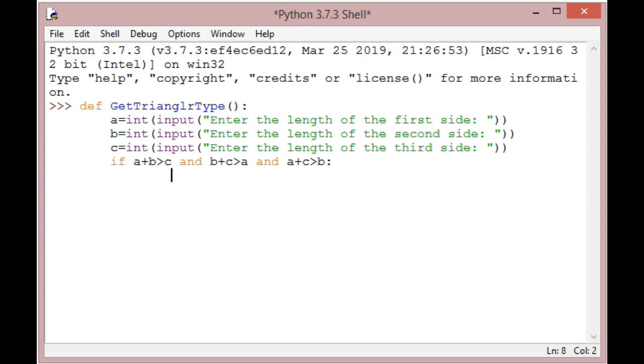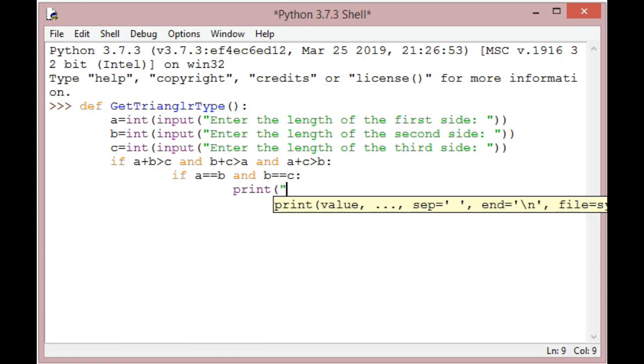So here, in what circumstances am I going to say that it is an equilateral triangle? If A is equal to B and B is equal to C. And I have told you friends that I don't need to check the third condition, which is A is equal to C, because if these two are satisfied, that itself means that the third condition is satisfied. So I'll write equilateral triangle is formed.